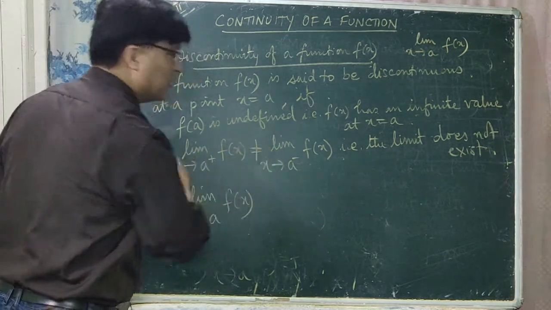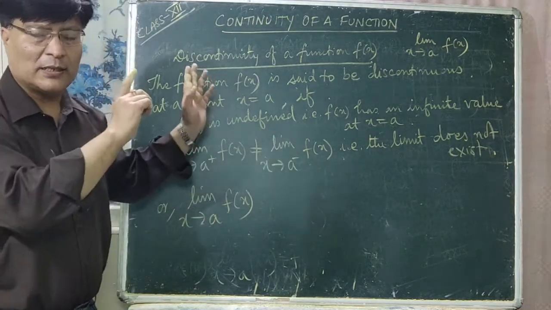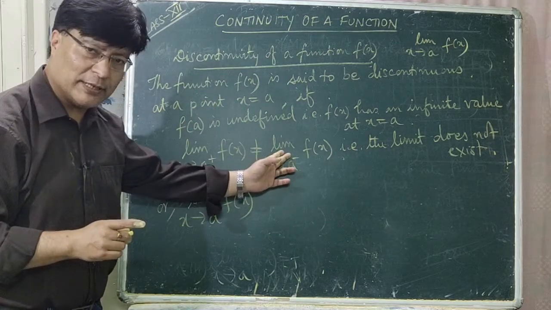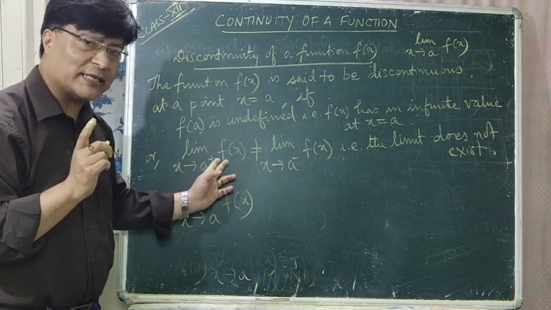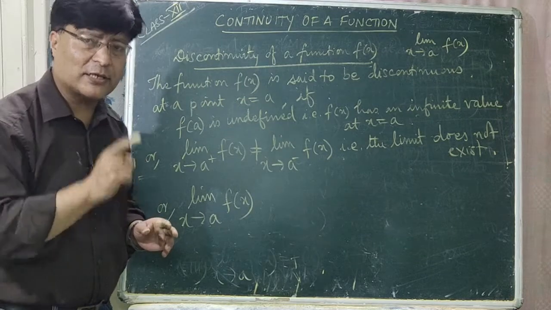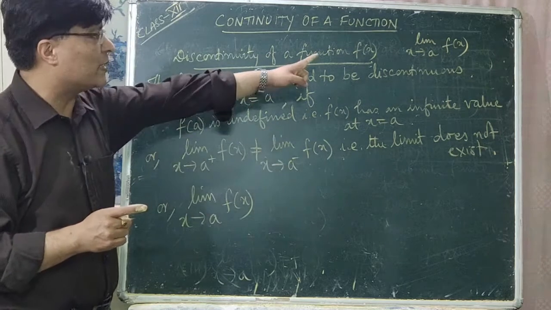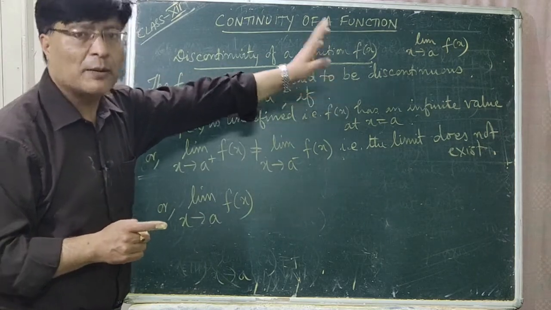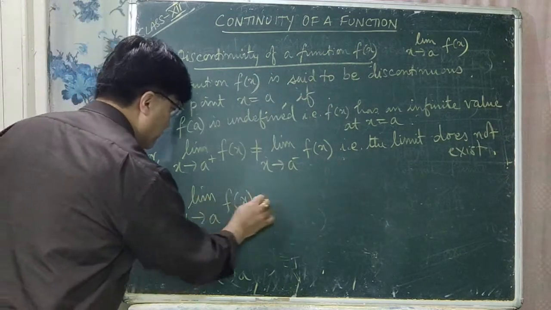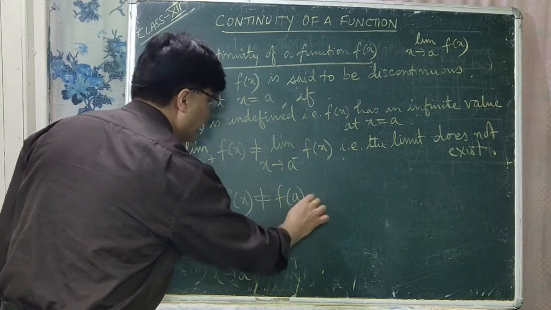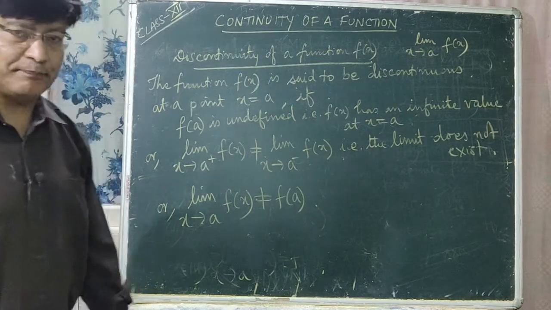If right hand limit is equal to left hand limit, you may get the limit, but if right hand limit is not equal to left hand limit, then the function f of x is discontinuous. Sometimes right hand limit is equal to left hand limit, that is the limit exists, but limit x tends to a f of x should not be equal to f of a. Then the function f of x is discontinuous at x is equal to a.